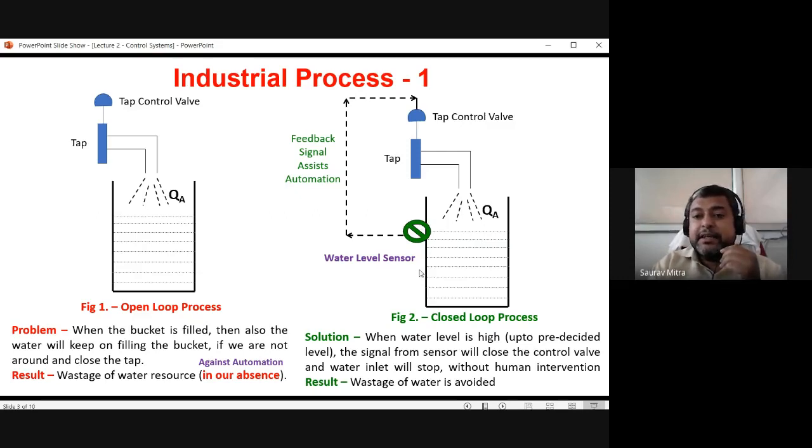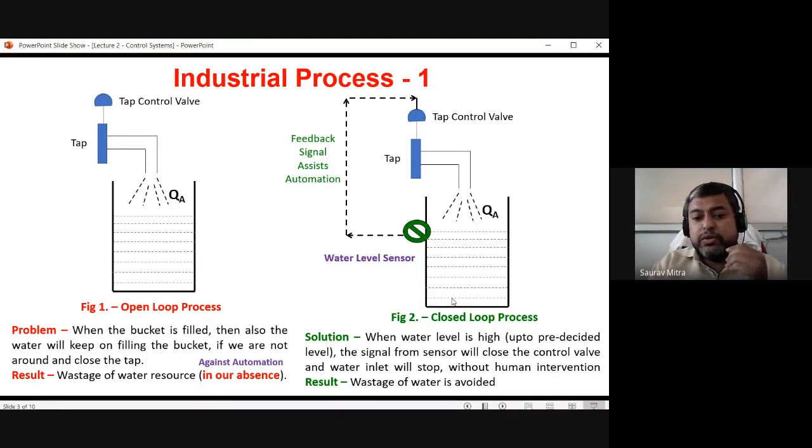But on the right side, without any human intervention, you just have to put the sensor, you have to close this loop, and you go any place you want. As soon as the sensor is hit, it will generate the control signal, it will give the signal to the tap, and the tap will get closed automatically and the water supply will cease. So in this second case, this word, without human intervention, is very important.